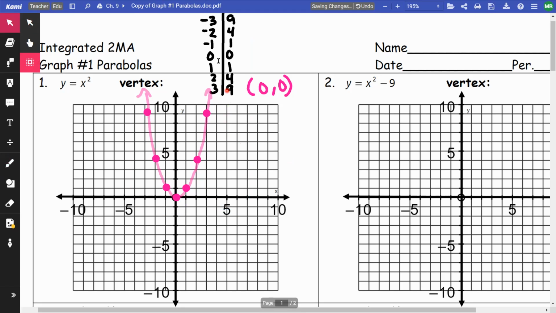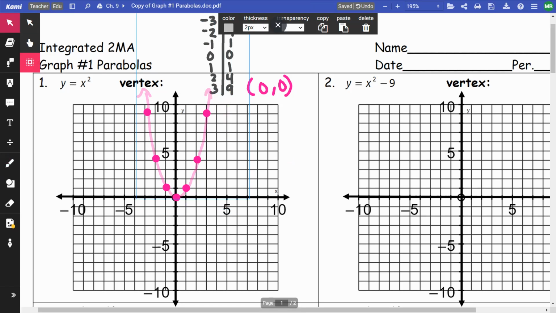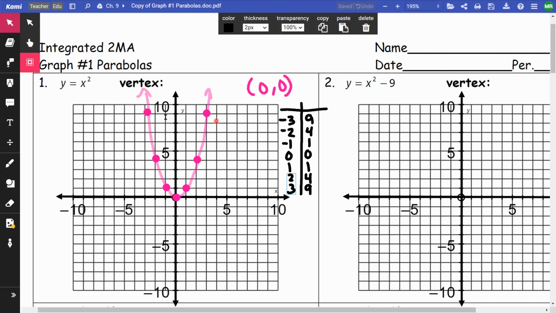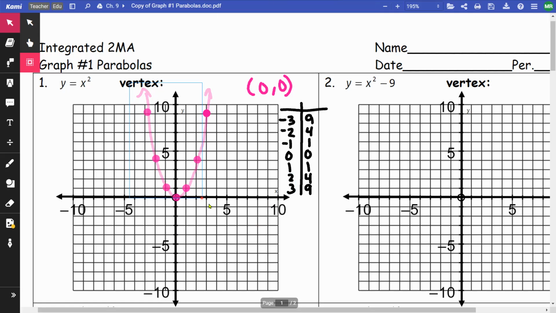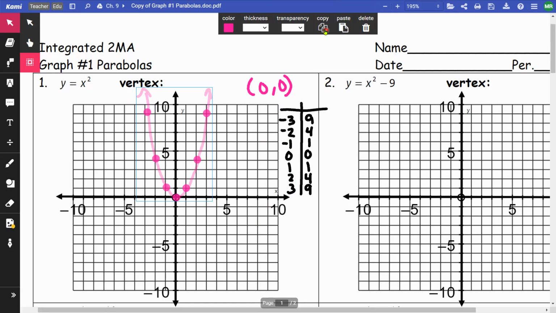Now, what is going to happen is any parabola, let's see if I can get it without this here. So just moving the table over. So any parabola that is not being stretched at all, but moved, is going to be the same parabola, just moved up, down, or left, right. So I just copied this parabola.